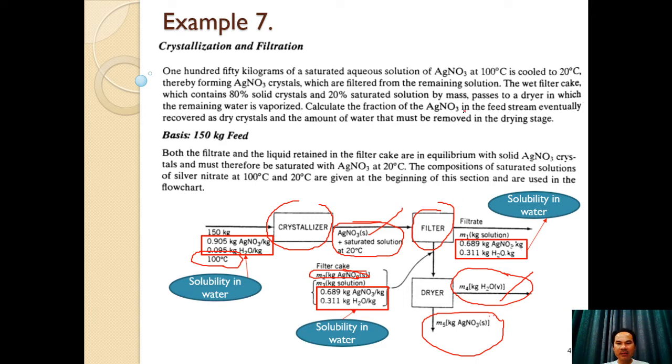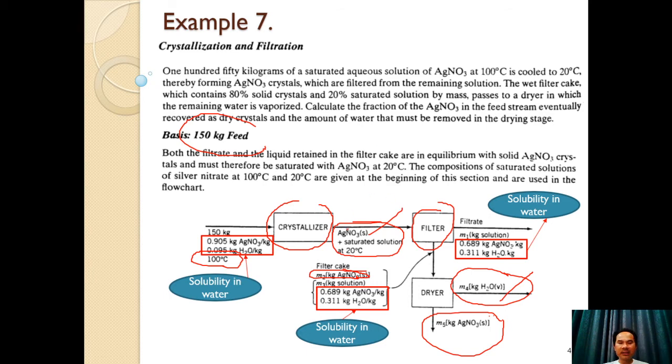Calculate the fraction of silver nitrate in the feed stream. How much silver nitrate is in the feed stream? And the recovered dry crystal, how much dry crystal? And the amount of water that must be removed from the dryer. Calculate the amount of water evaporated, the amount of crystal recovered, and the amount of solute in the feed. For this case, we base it on 150 kilograms of feed.